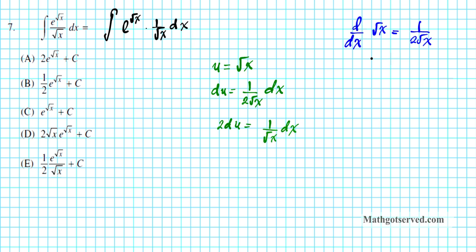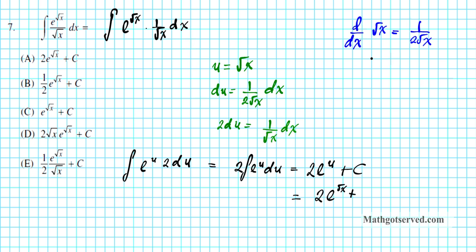So our integral now becomes the integral of e to the u. This entire expression becomes 2 du. Okay? We'll factor out the 2, so we're going to have 2 times the integral of e to the u du. We know if you integrate e to the u, you just get e to the u, so you have e to the u. Let's not forget the 2, plus c. And then u is root x, put that right back, and then you're going to have 2 e to the root x plus c as your final answer, and our answer is option letter A.